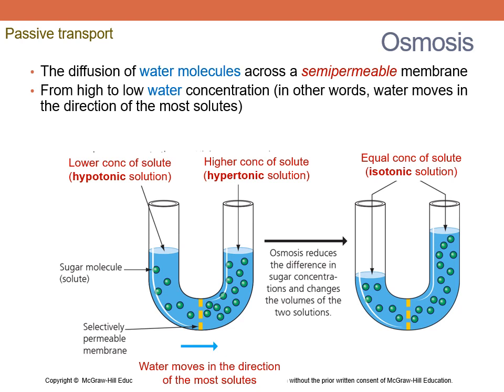In this example, the figure on the left shows there are more molecules of sugar on the right side of the U-shaped tube. Over time, water moves towards the side where there are more solutes in order to balance the concentration. Even though the concentration of the solute is equal in the end, as seen here on the right, this changes the volume due to the movement of water.